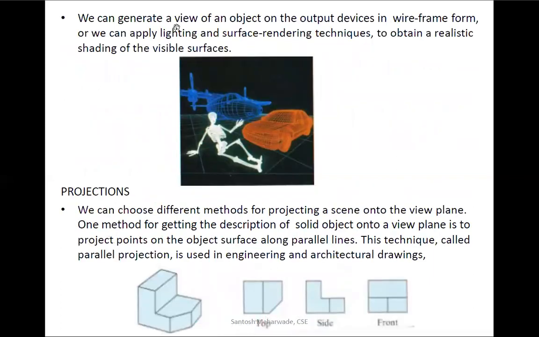We can generate the view of an object on the output devices in wireframe form, or we can apply lighting and surface rendering techniques to obtain realistic shading of the visible surface. Once we get the projections, I hope you have done this in your first year in CAD, Solid Edge, right? In that you have done these things. We call these wireframe objects. The gap within the wireframe, its surface, is not filled with any textures, so it is absent. But if you want, you can apply the texture also.